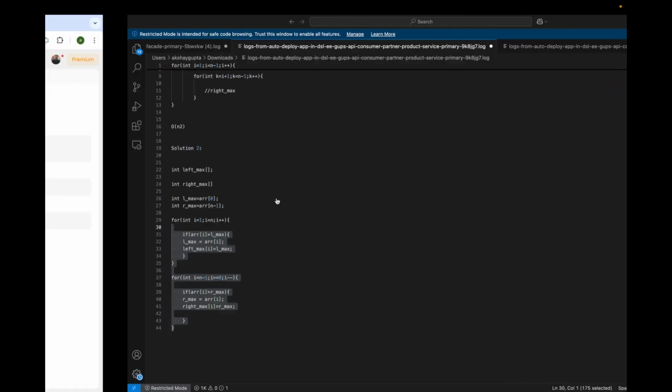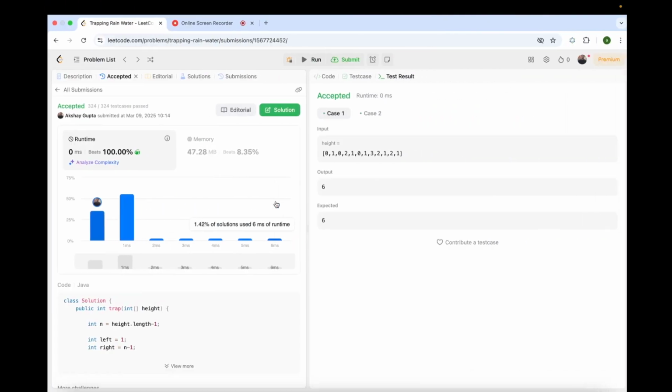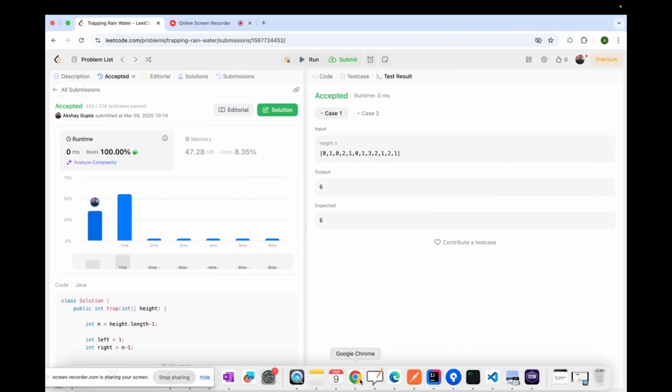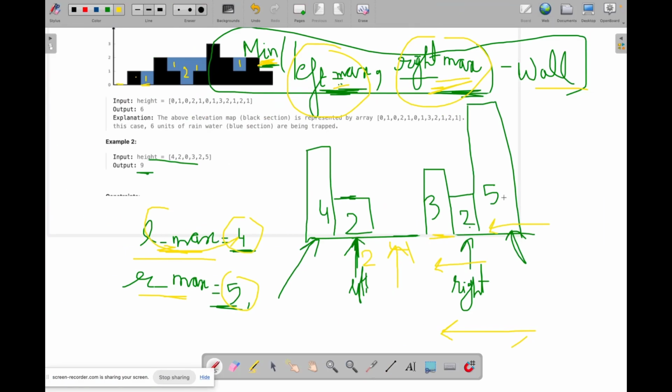So guys, what we have done is we solved this problem from order of n square to order of n. The time complexity will be order of n in this case, because we have used the two pointer approach and we have not used any extra space, so the space complexity will be order of 1.